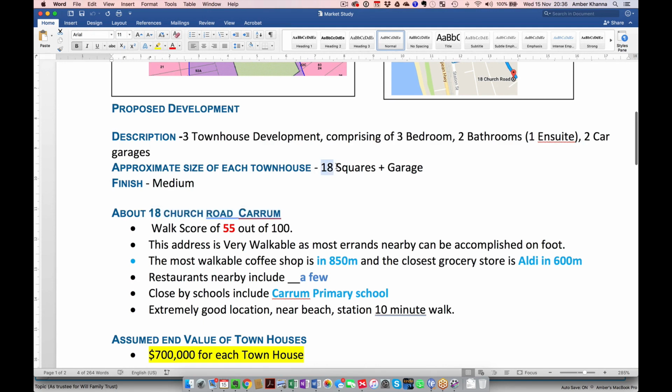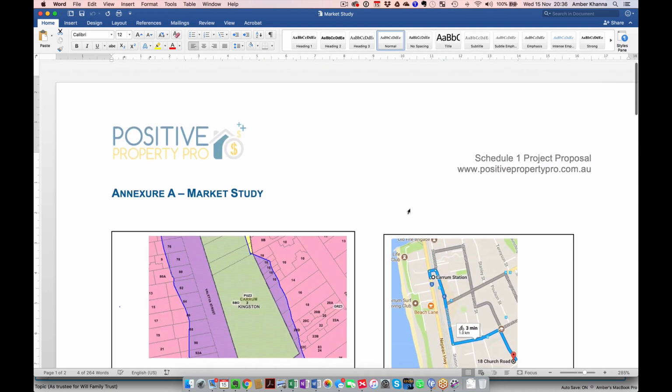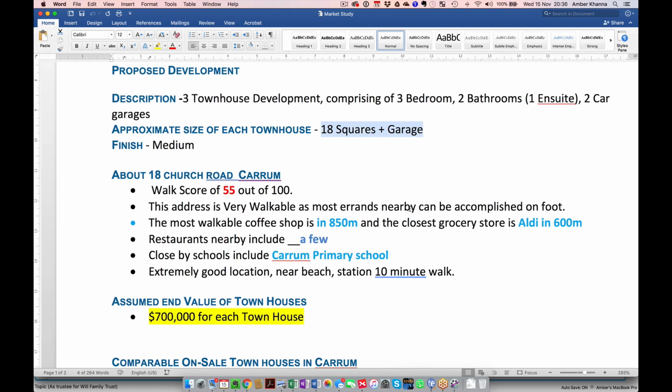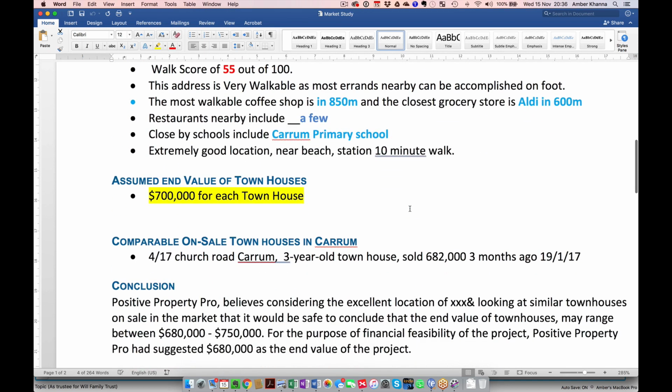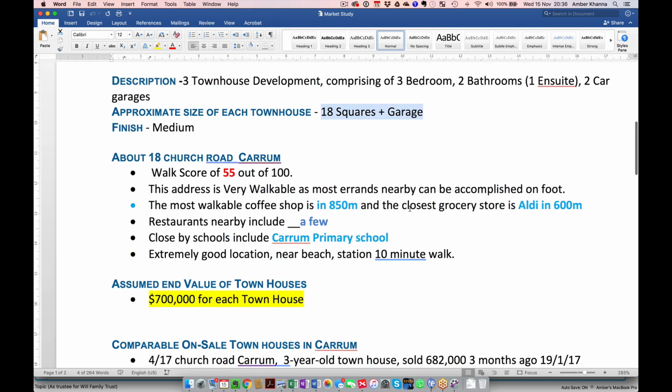Approximate size of each is about 18 squares plus garage. 18 squares is pretty big. Plus garage, there's almost 20 squares. What's the total area of your land? 995, I think.